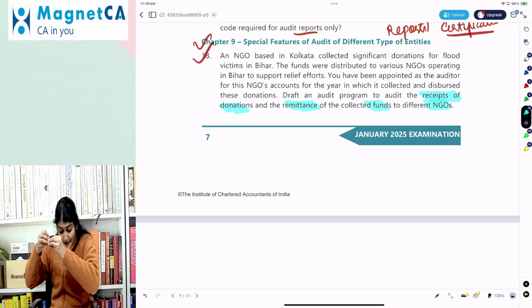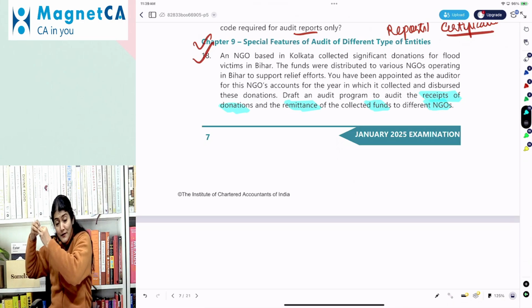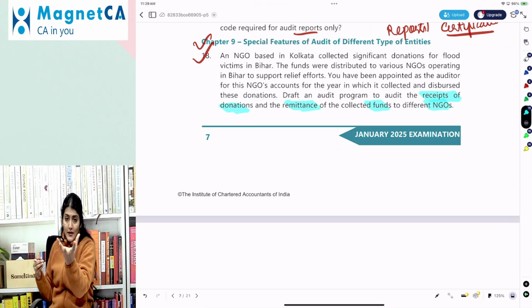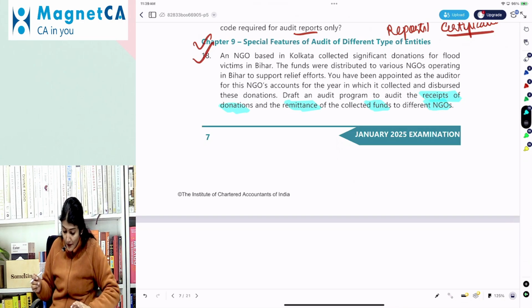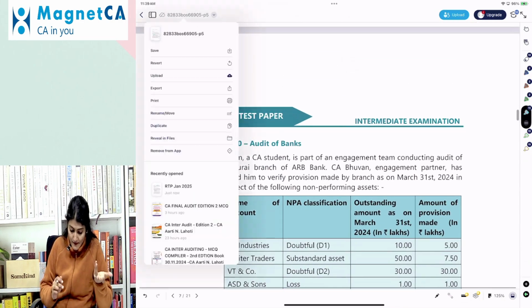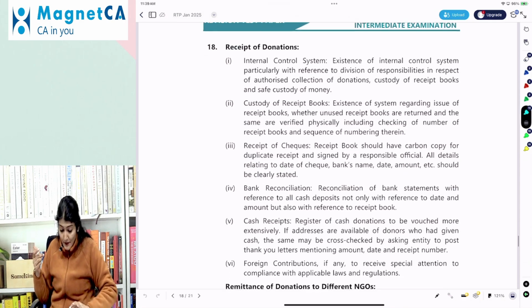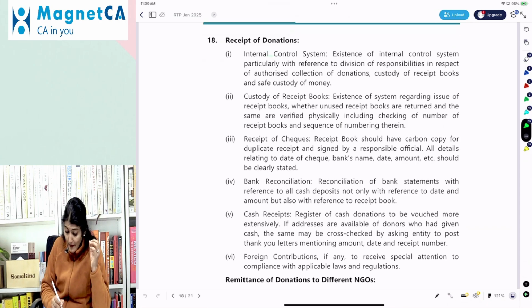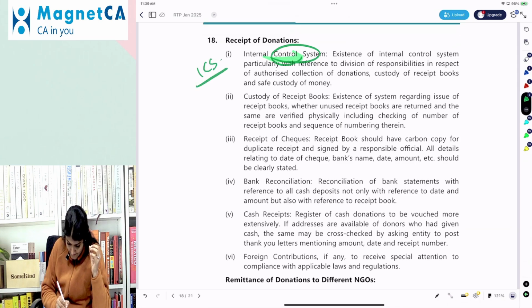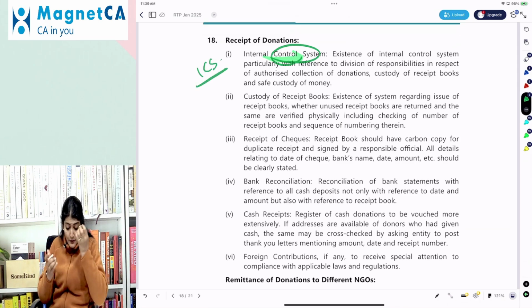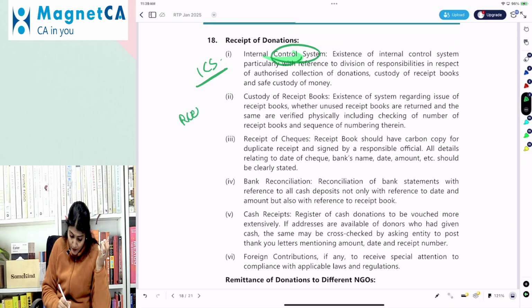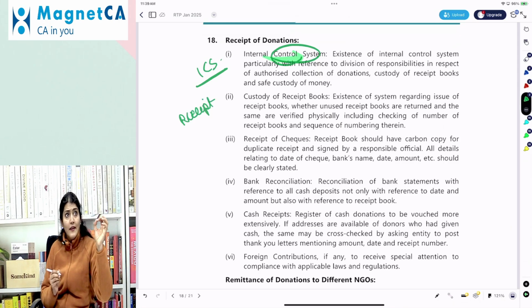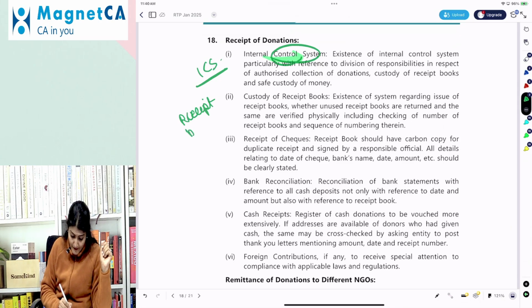So NGO in that audit program, in that for receipts and the remittances. So the NGO is receiving the money and then also doing the remittance of the same. Okay. Right. So now receipt of the donation. So one, as an auditor, number one starting point, you want to check the internal control system. Now, obviously, when they are receiving the donation, they will have the receipt book. So who has the custody of the receipt books? Right? They would have the custody of the receipt books.